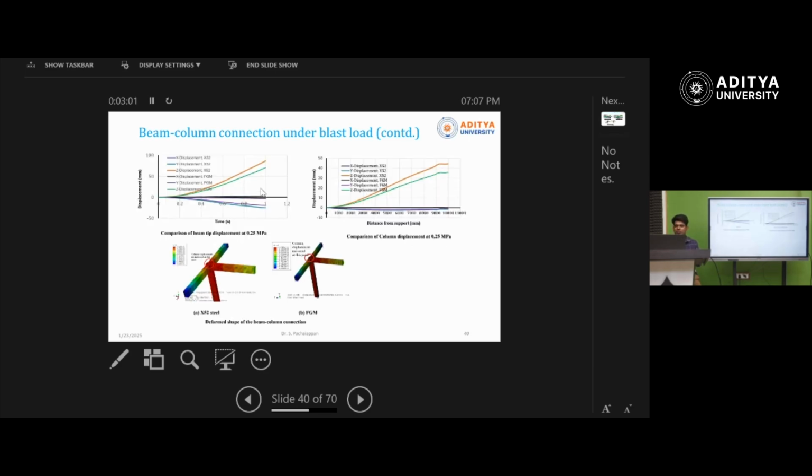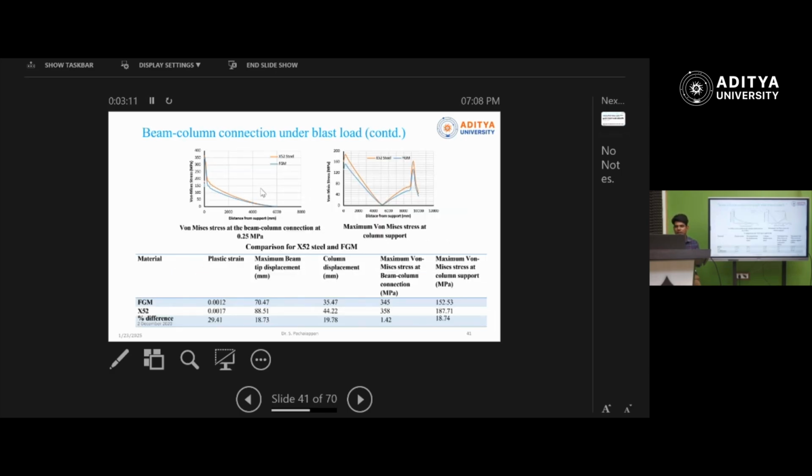Similarly, the beam displacement and column displacements were also evaluated, which show 18% and 20% differences in performance. And then what you are seeing is a von Mises stress plot. We know von Mises stress is one of the failure stresses. So when you are performing any analysis, the failure stresses should be very low. Here we can see that the structural members, the beam column connection made of FGM, underwent very little von Mises stress.